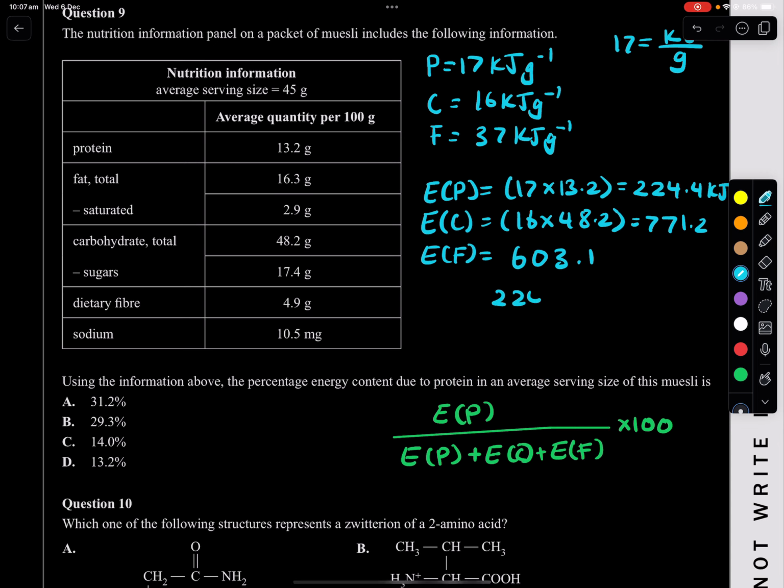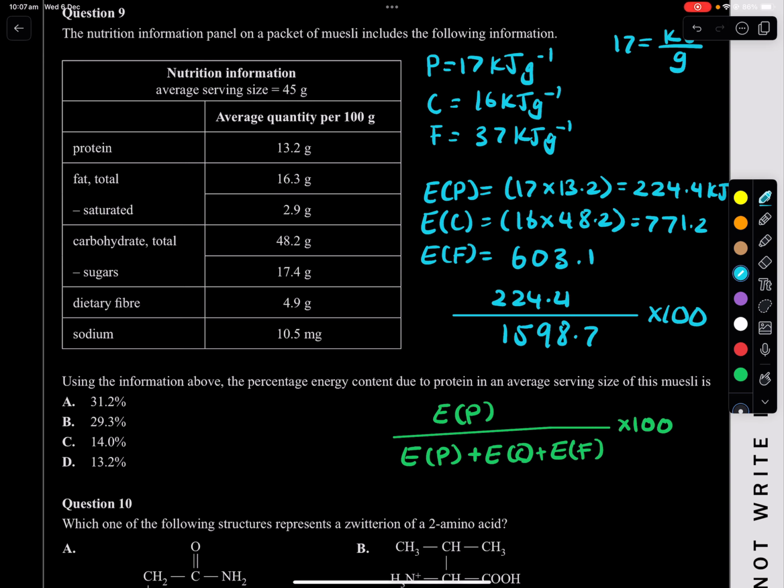And remember, using this formula, the protein's 224.4 divided by the total. So the total is going to be 771.2 plus 224.4 plus 603.1. The total is 1598.7, and we multiply that by 100.